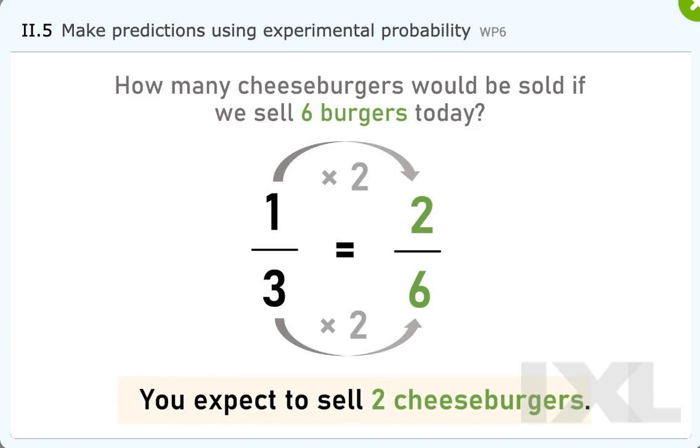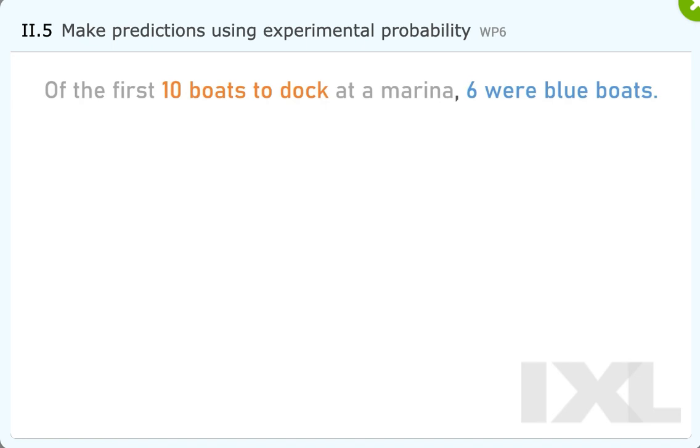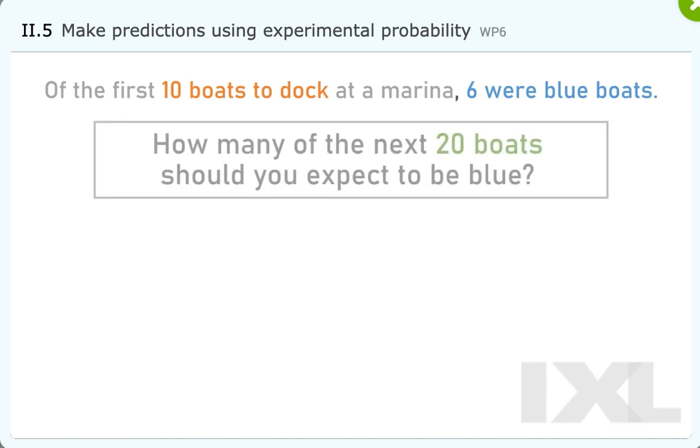Using the same method, let's try another one. Boats dock at a busy marina. Of the first 10 boats to dock at the marina one day, 6 were blue boats. Considering this information, how many of the next 20 boats should you expect to be blue?